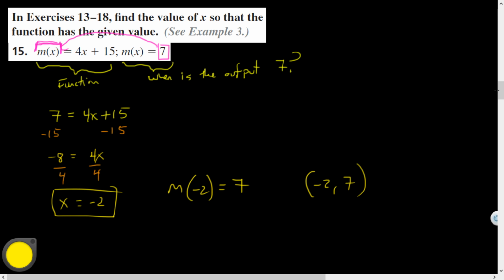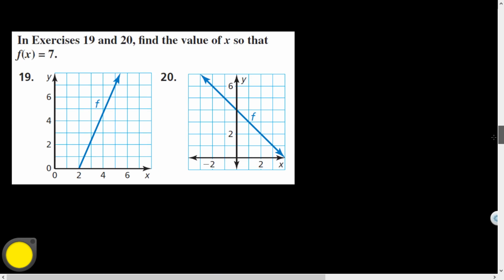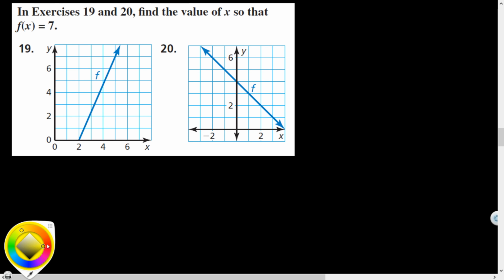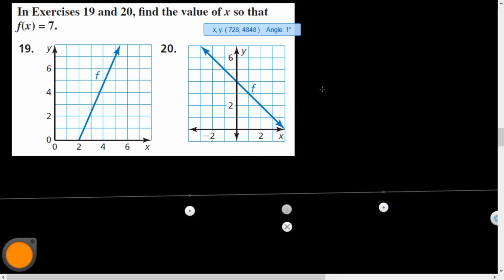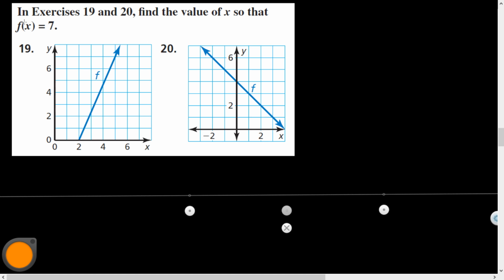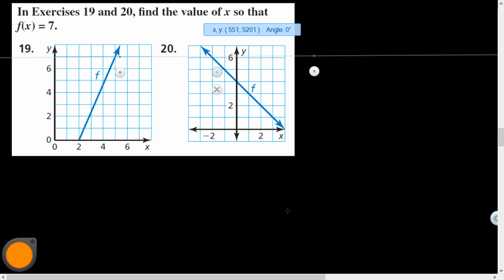Okay, I think I've got two last examples, but super fast ones. It's actually asking exactly the same question, but from a graphical perspective. I like these a lot. It says, find the value of x so that f of x equals 7. So what I'm going to do is line this up with 7 on the y-axis, which is the output, and trace it over to here. I want to figure out what input gave me the output of 7.